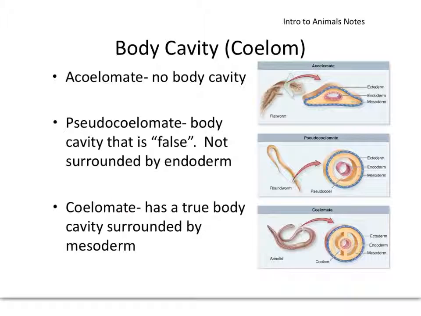And then finally we have the true coelomate. These guys have a true body cavity, and basically what makes it a true body cavity is that all bits of the body cavity are totally surrounded by mesoderm. So most higher organisms are going to be true coelomates with the body cavity totally surrounded by mesoderm. And with that, we are done with this set of notes.